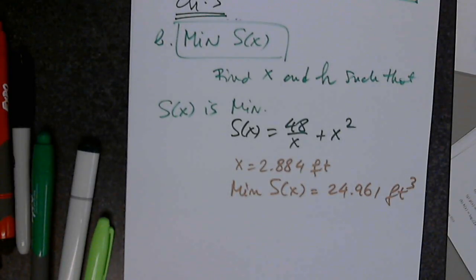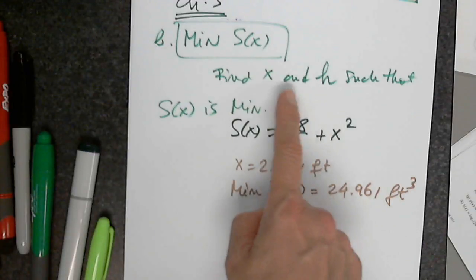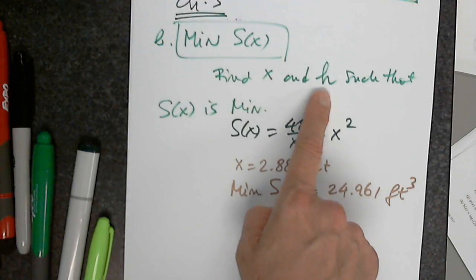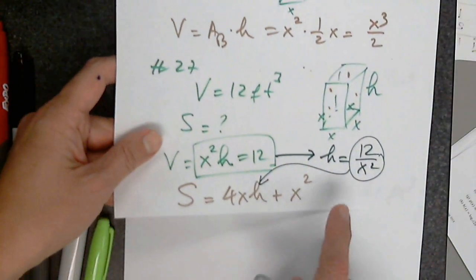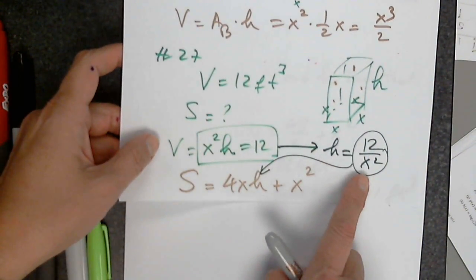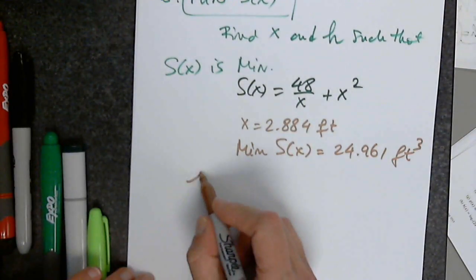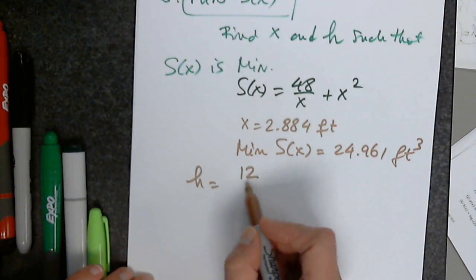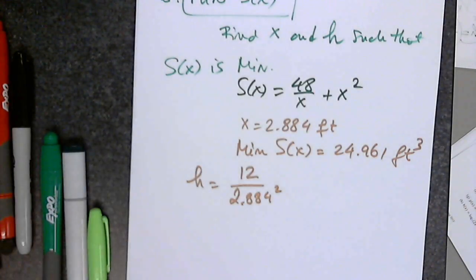This is not sufficient. Because look what the problem is asking us to find. Find x and the height. So find the length of the base and the height. But that's not a big deal because I have the height as being 12 divided by x squared. So therefore I have h equals 12 divided by 2.884 squared.